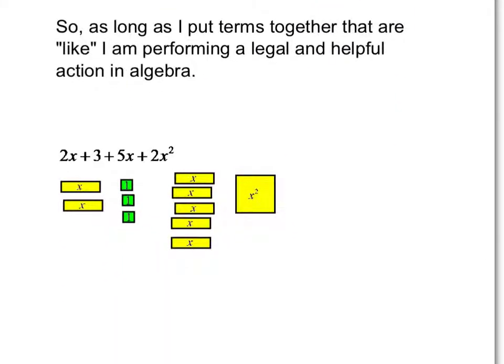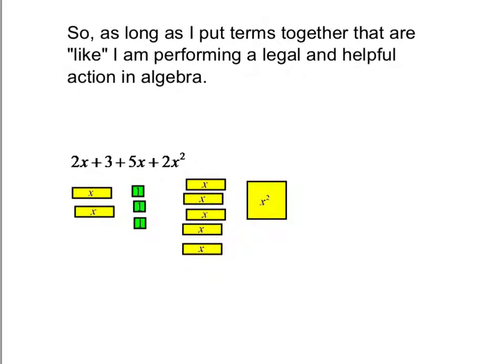So long as I'm putting together terms that are like, again, that means same variable taken to the same power, I'm performing a legal and helpful action in algebra. So what's the task when you see an expression like this one right here of 2x plus 3 plus 5x plus 2x squared? I'm not going to do what we did in the last mini unit, which was to give you the value of the variables and find out what all this equals. In this case, I'm going to do what's called simplify the algebraic expression.